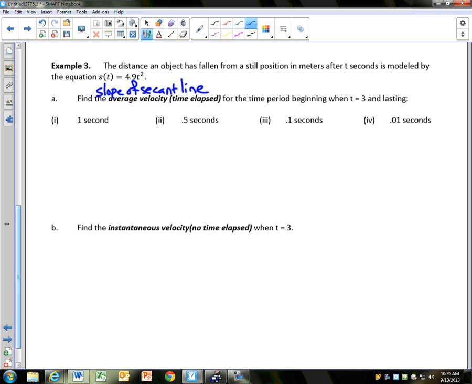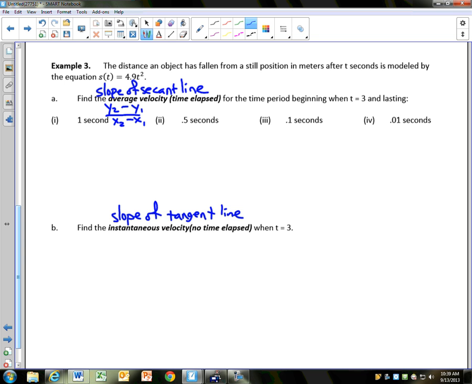And in order to find a slope of a secant line, we simply use the formula y sub 2 minus y sub 1 over x sub 2 minus x sub 1. That's all we did. Part B says find the instantaneous velocity at time equals 3. So that refers to the slope of the tangent line. And to find the slope of the tangent line, we can't use 2 points.